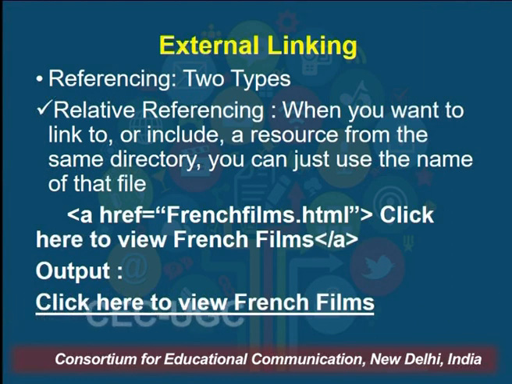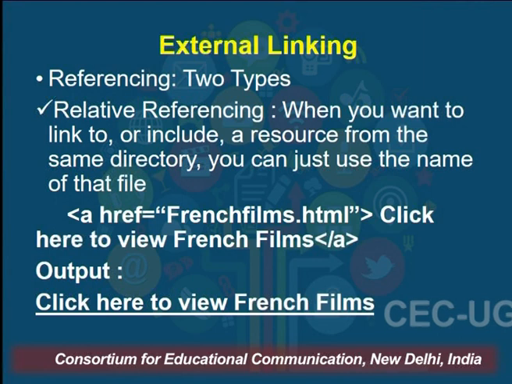External linking means that the link is on one page and the linked file is on another page, right? This other page could be a part of the same website, or it could be a part of another website. So for external linking, you can have two types of referencing: absolute referencing or relative referencing. Relative referencing means that the resource that you are using resides in the same directory.